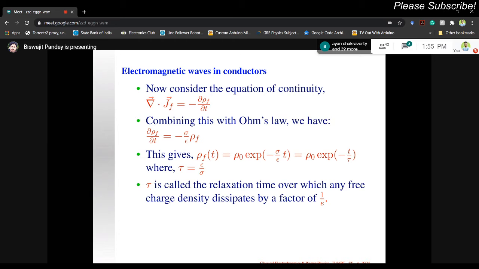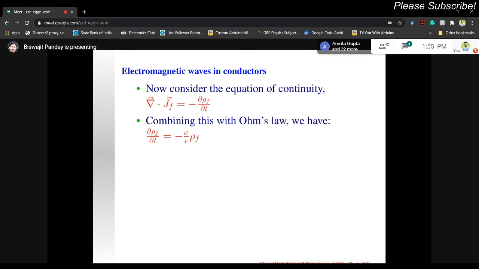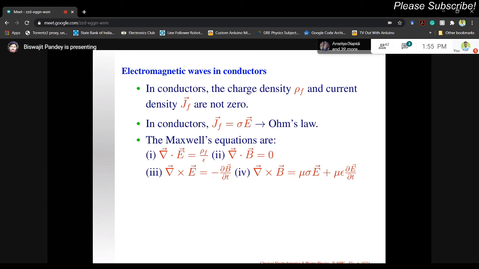So what are good conductors and bad conductors? To understand this, let us go back to the fourth Maxwell's equation. How do we define good conductor and bad conductor? Probably you remember my discussion from the first class.